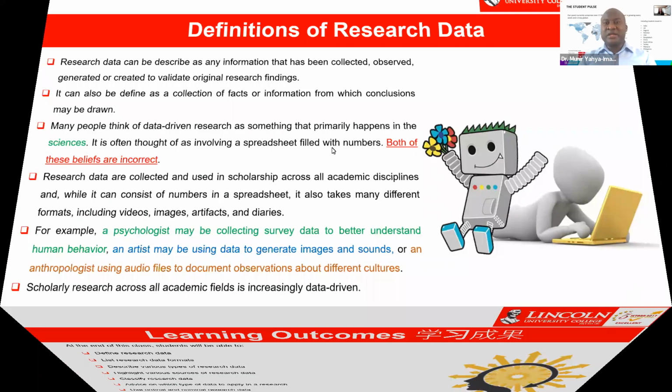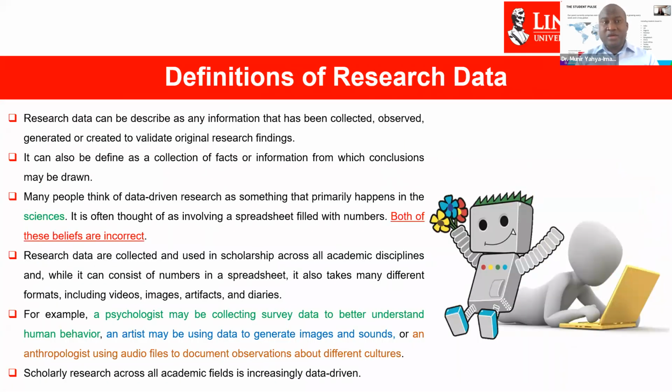So having said that, when we say research data, how do you describe the research data? We can describe the research data as any information that can be collected, observed, generated, or created to validate original research findings. It can also be defined as a collection of facts. When we say facts, we mean the information that you collect that has supporting documents that are traceable, okay? Or information from which conclusions may be drawn can also be referred to as research data.